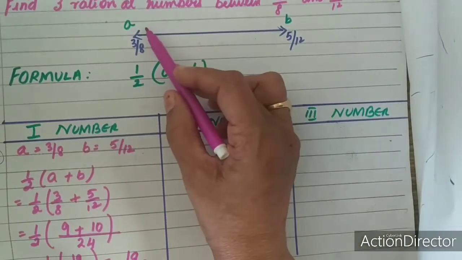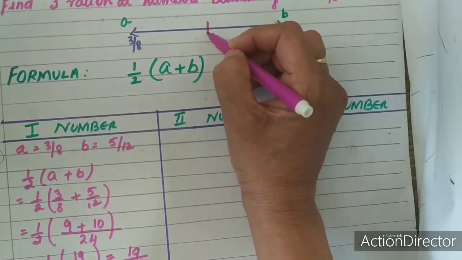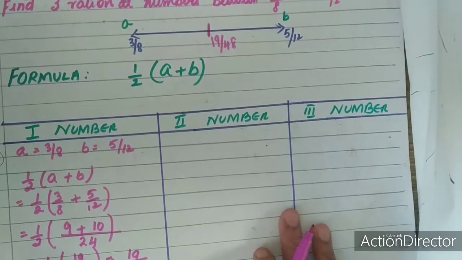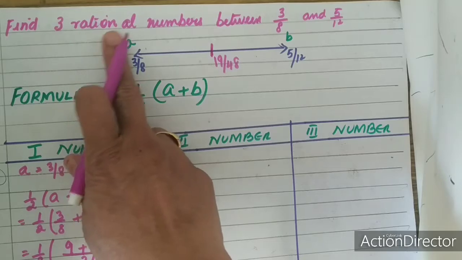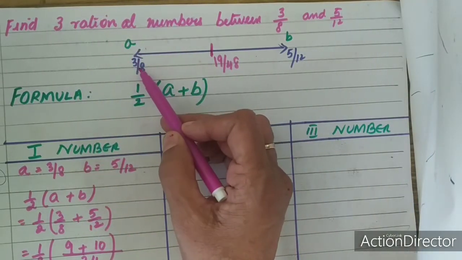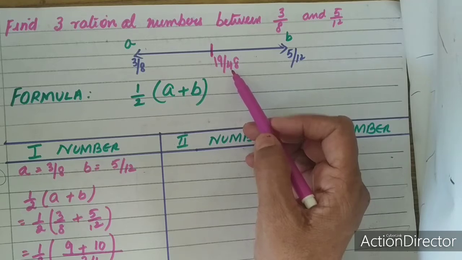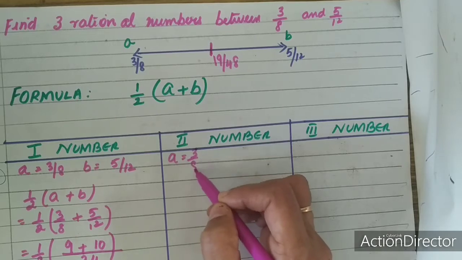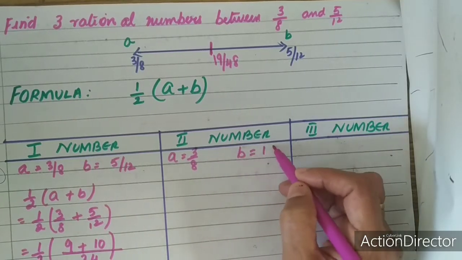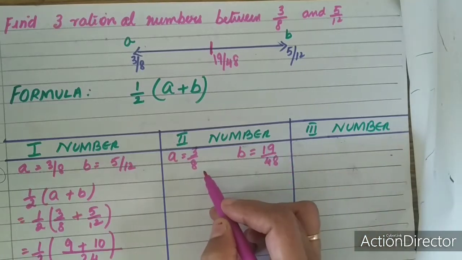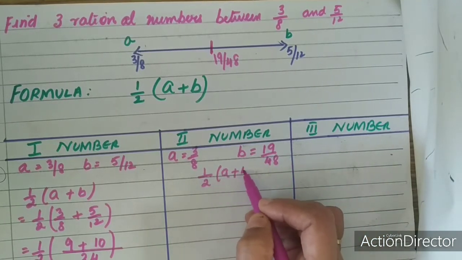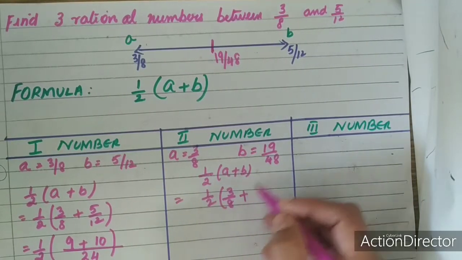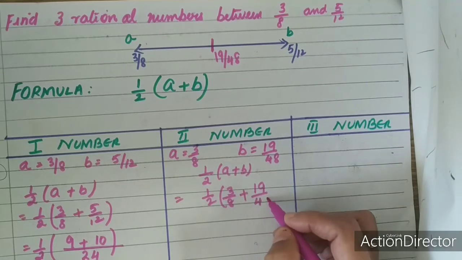So my first number between 3 upon 8 and 5 upon 12 will be, you can mark it over here, as 19 upon 48. Now I have to find two more numbers because we are asked to find three rational numbers. So now let me take A as 3 by 8 and B as 19 upon 48. So for finding the second number, you can write A is equal to 3 upon 8 and B is equal to 19 upon 48. Again write the formula, half of A plus B, which is equal to half of, what is A? 3 upon 8 and B is 19 upon 48.